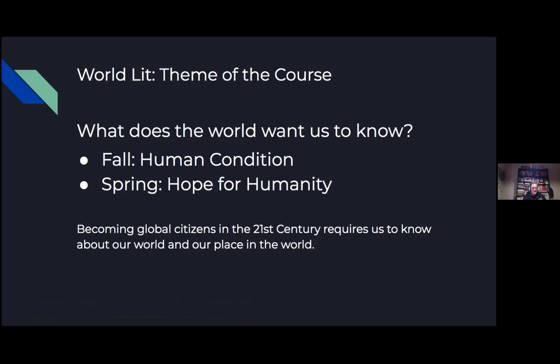Becoming global citizens in the 21st century requires us to know about our world and our place in the world. So we'd like to expand on our ideas and literature through these two themes, and hopefully you guys will understand what it takes to become global citizens.